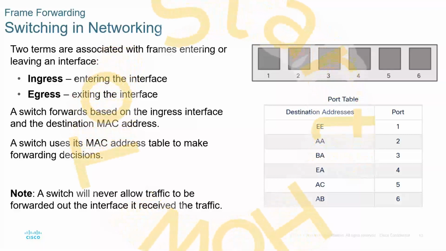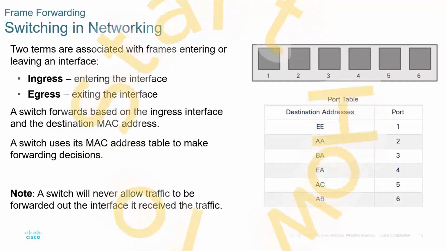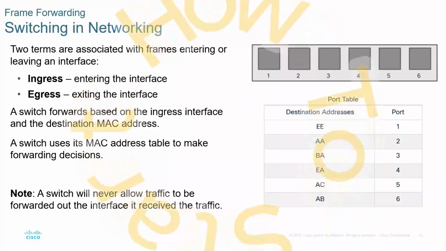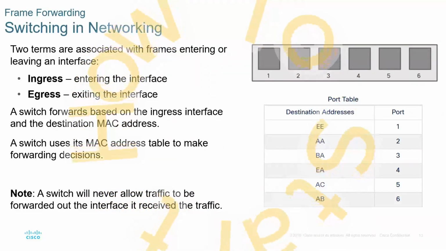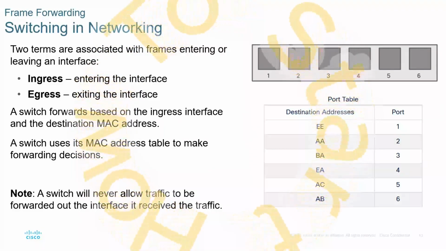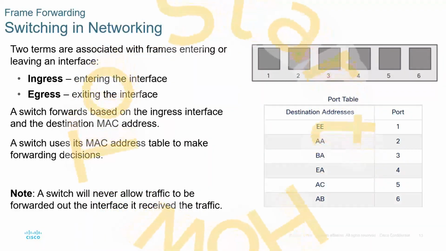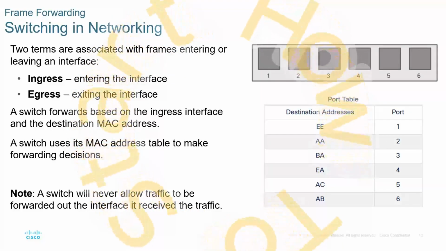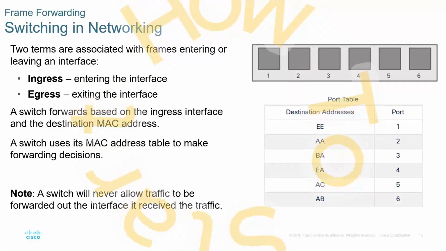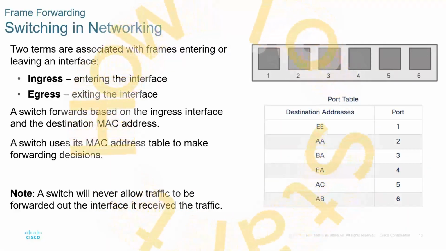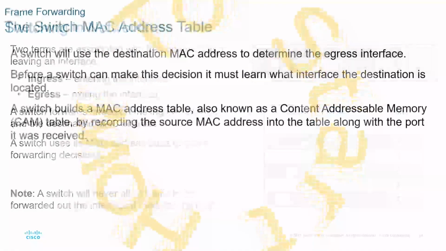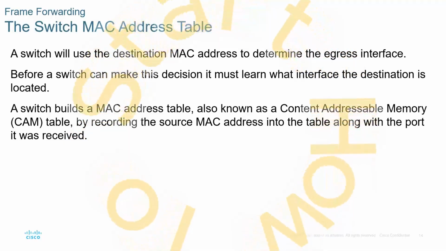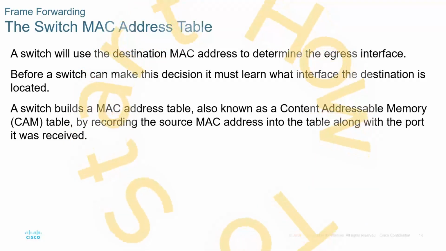A switch will never allow traffic to be forwarded out the interface it is received on. So even with a broadcast, let's assume a device plugged into port A is sending a broadcast. The switch is smart enough to realize it was received on port 1, and it will send out the broadcast out all other ports except 1. The MAC address table is stored in what's called Content Addressable Memory, a CAM table.